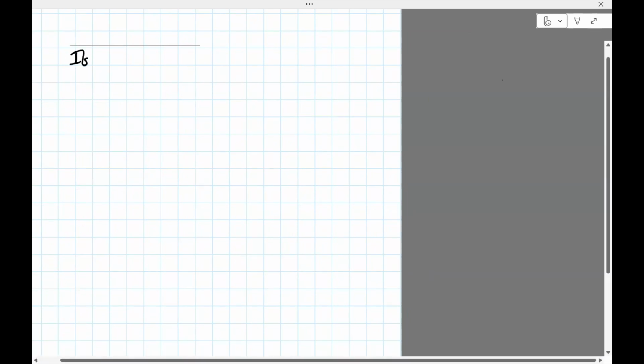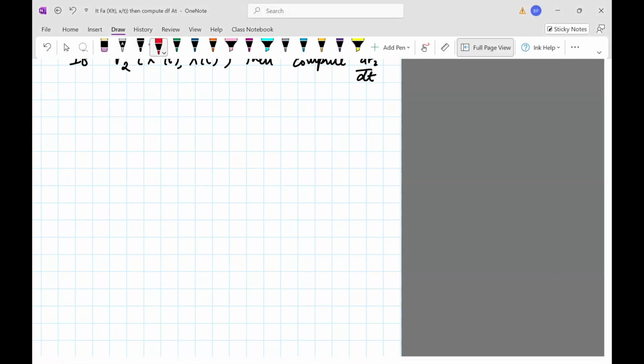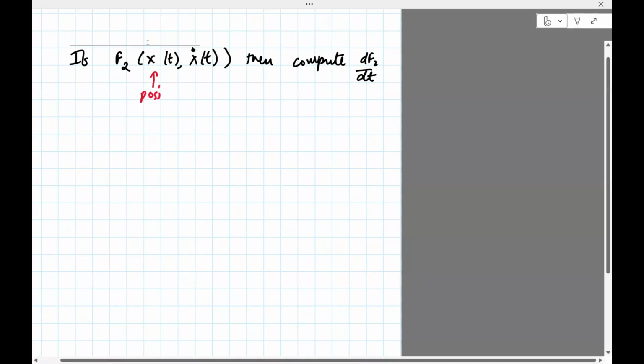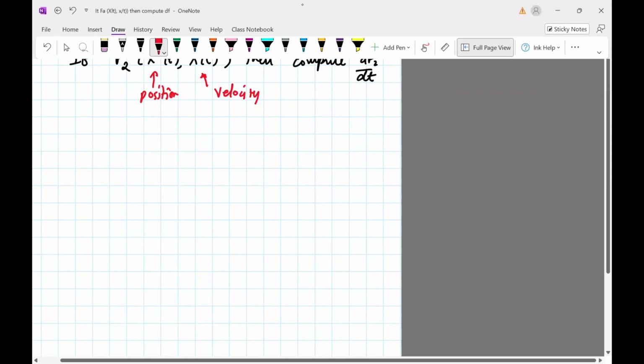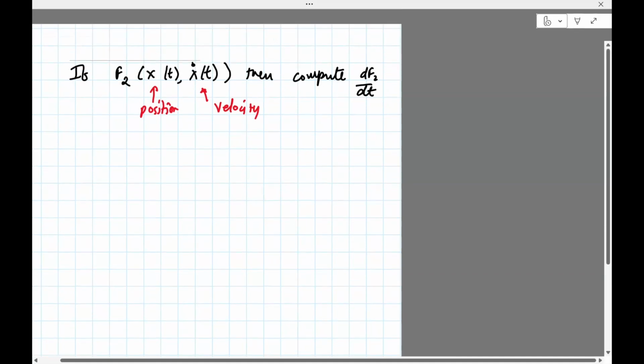If f2 is a function of x of t and the derivative of x, x dot of t, then compute df2 dt. You can think of x of t as the position. You can think of x dot of t as the velocity. And then the Lagrangian, which is what we are shooting for, is actually a function of position because you'll have the gravity mgy, and then it'll be a function of velocity because there will be half mv squared. Okay, so let's see how to do this.